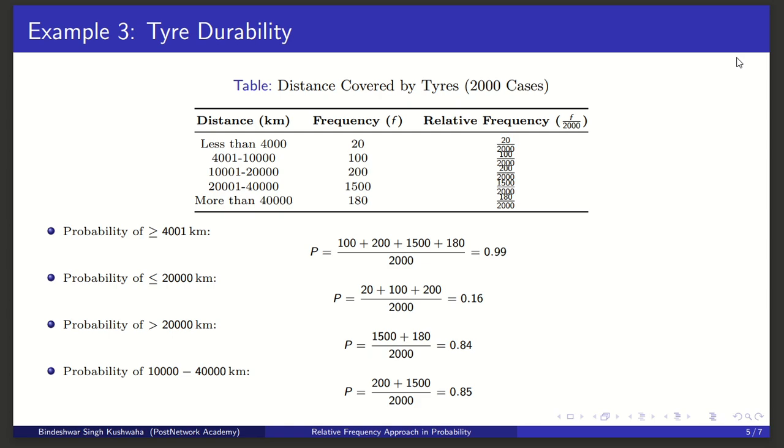And I have explained three examples. And the next approach is the axiomatic approach, that combines all approaches, which I will discuss.